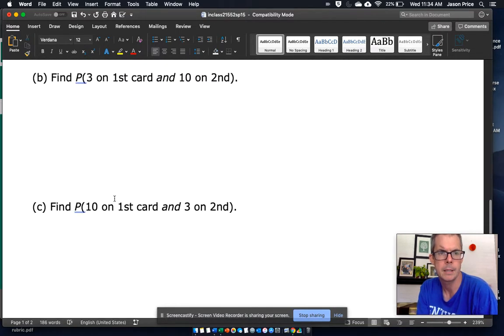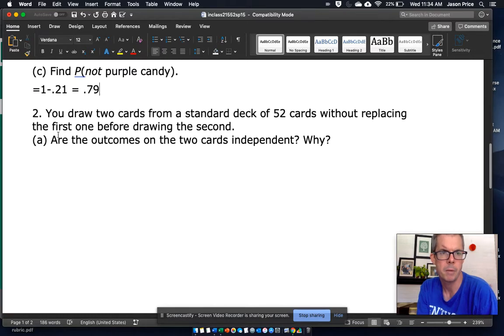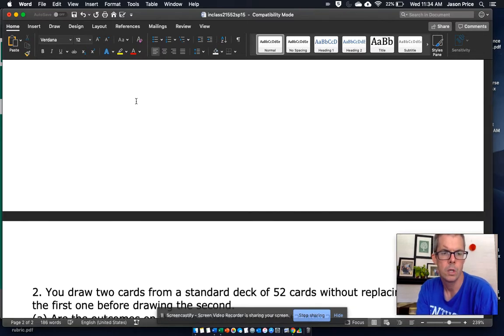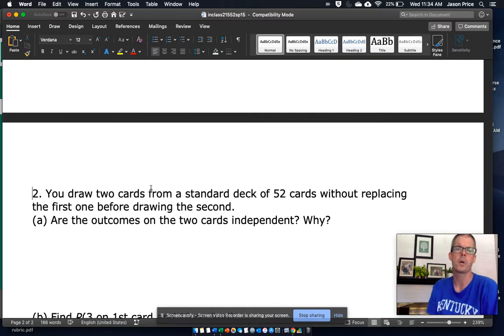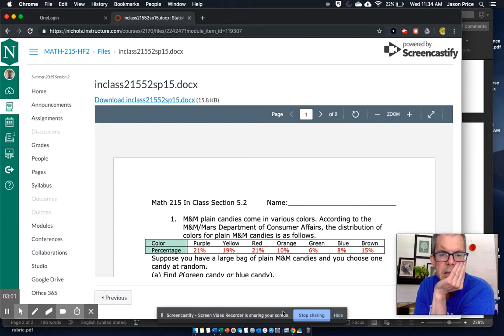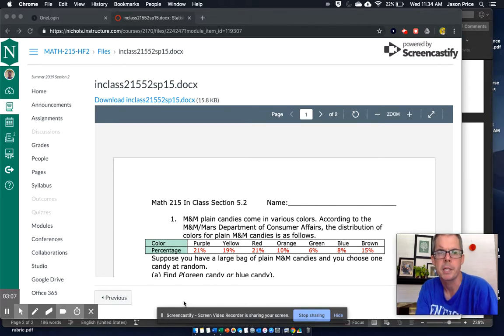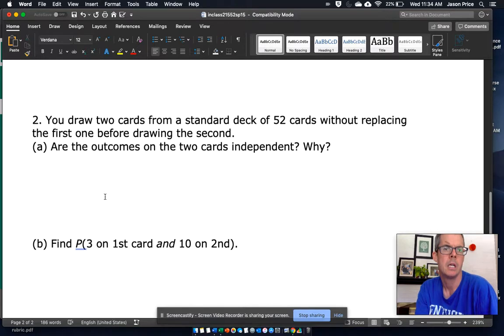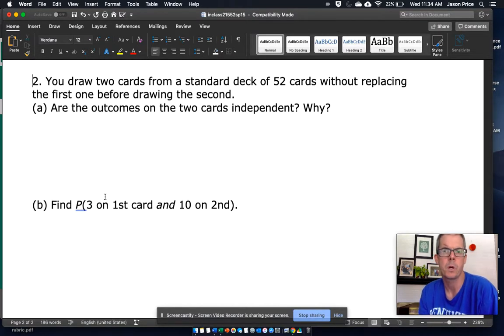Okay, let's see. The next problem asks, let me move this down to its own page. You draw 2 cards from a standard deck of 52 cards without replacing the first one before drawing the second. Now, okay, I still got plenty of time, only 3 minutes in. The thing cuts me off at 10 minutes. You draw 2 cards from a standard deck of 52 cards without replacing the first one before drawing the second card.